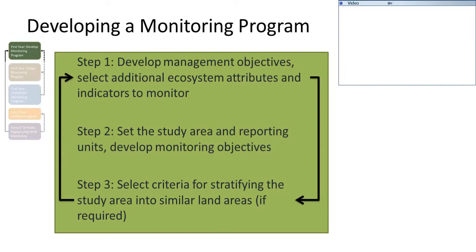Step two is to figure out what the area of inference is. What are the reporting units? What sort of areas do we need to be able to summarize that information to? And then to develop the specific monitoring objectives from those larger management-based objectives that we start with. And then the third step is what we call selecting the criteria for stratifying the landscape. I'm going to punt on the stratifying thing for a couple of slides, where I come back to it, because I want to illustrate why we split stratification into two different steps.